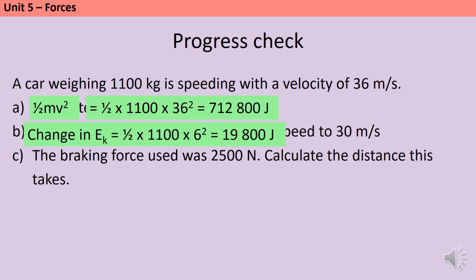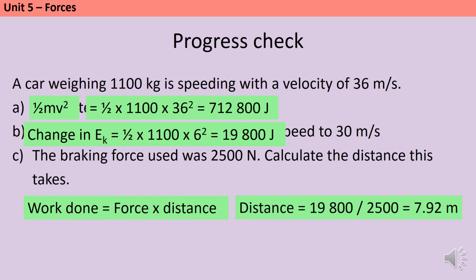So my change in kinetic energy is half multiplied by 1100 multiplied by 6 squared, so 6 being the difference between 36 and 30. And that gives me a change of 19,800 joules, and that is how much work has been done. If the braking force was 2,500, then what is the distance taken? Well, we already said that work done is force multiplied by distance, and we can rearrange that to be distance is work done divided by force, so that gives us a total distance of 7.92 metres.